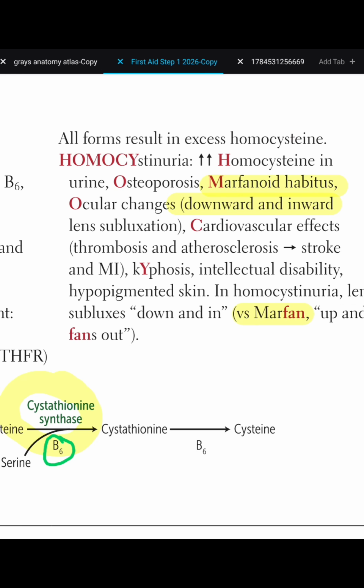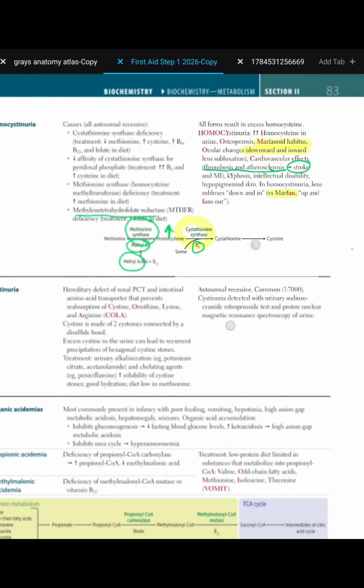Other than that, the most common and important features in homocystinuria are thrombosis and atherosclerosis, which lead to stroke and MI. So this can also come up in MCQs, that a patient presents with a history of stroke or MI and lens subluxation. What could this be? It all points toward homocystinuria.